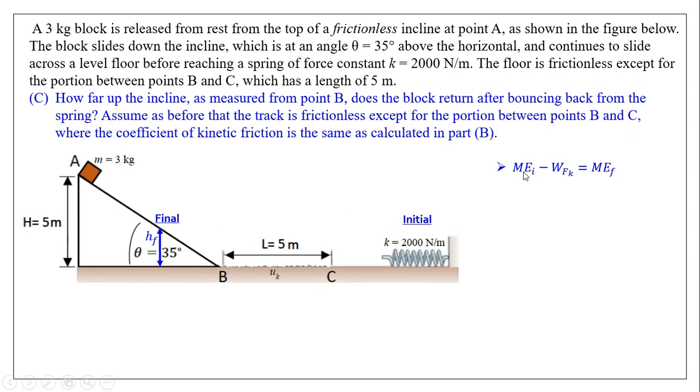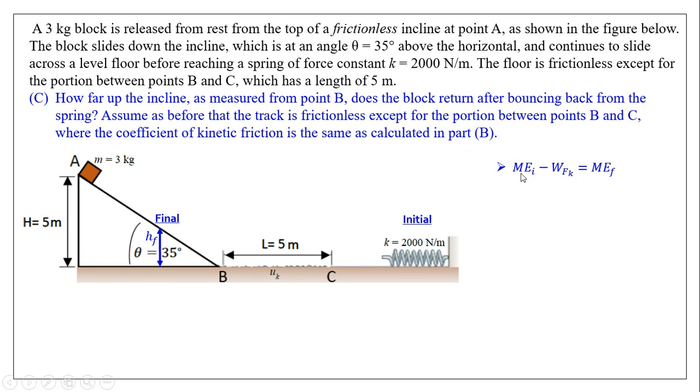Well, here I'm just going to get to it. What I want to say is the initial mechanical energy, which is stored in the spring, minus the work as it goes across C to B now, right? It's going from right to left now. And then all of that energy that's left over will be converted to PE due to gravity. So that's what I'm saying.